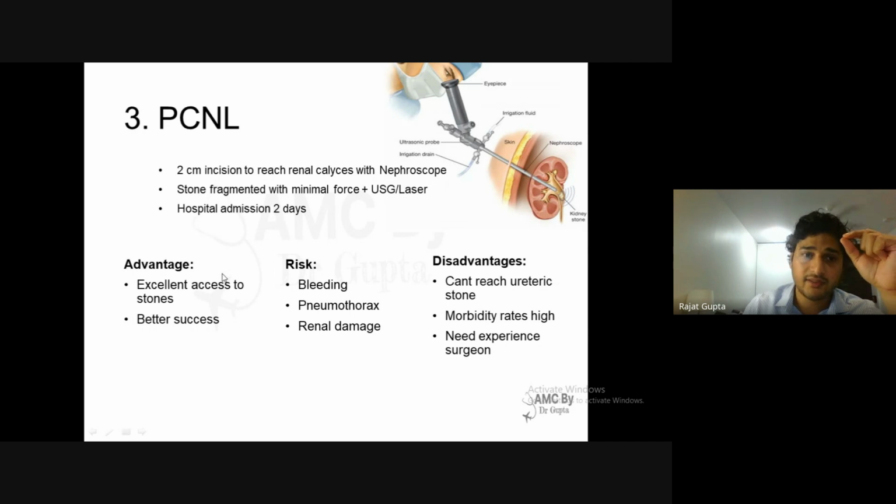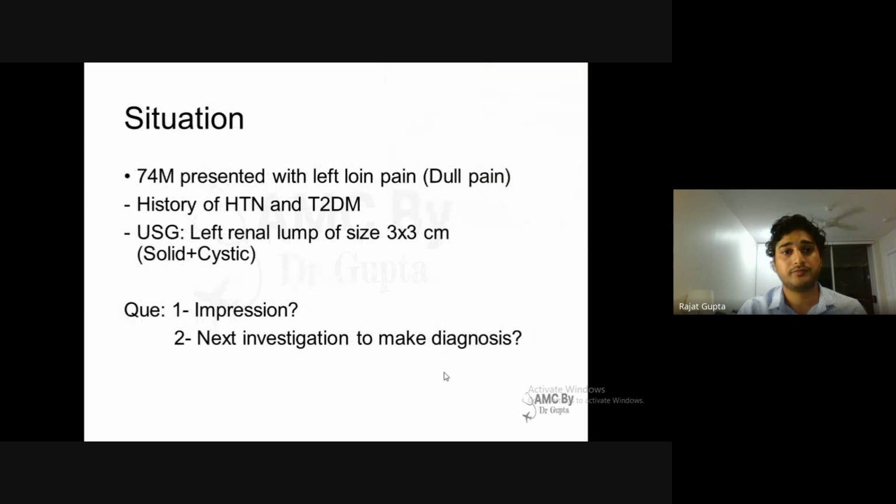So the advantages are excellent access to stones and better success. But the risks are bleeding, it can injure the pleura causing pneumothorax, and renal damage as well. It cannot reach the ureteric stones, because of how deep you can go with this scope. The patient gets admitted for a few days, so morbidity is high and it needs an experienced surgeon. So these are the procedures we can do in stones.